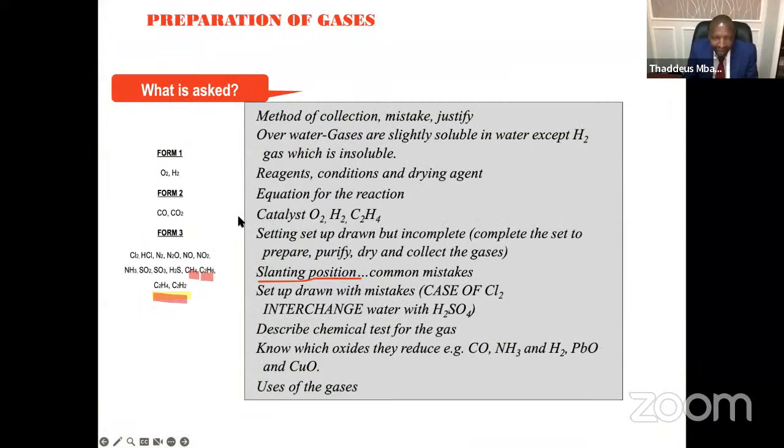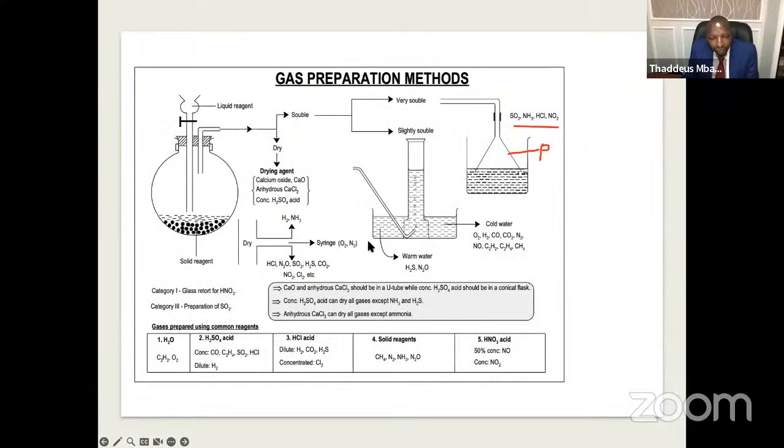Just be guided like that. That's the correct scenario, unless somebody has a question. So now we go to the method of collection of the gas. The gas can be collected by upward delivery. The gases that are collected by upward delivery are only hydrogen and ammonia. Those are the ones that are comfortably collected by upward delivery.